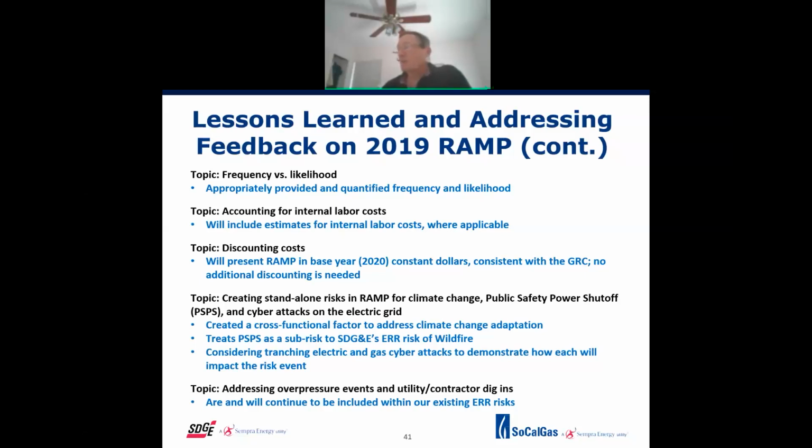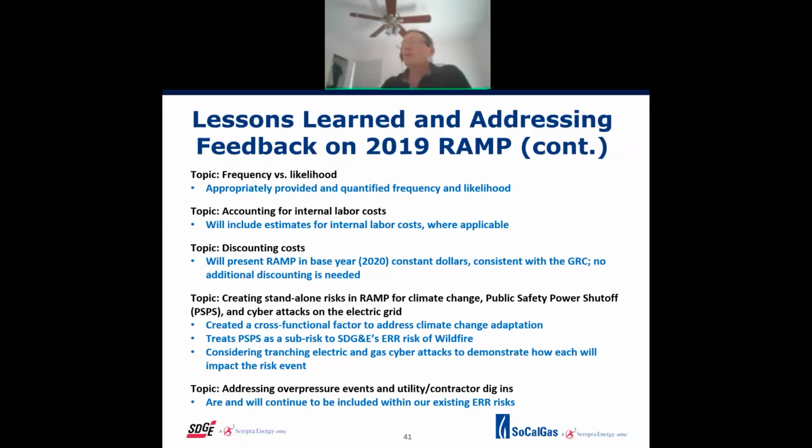Discount costs. We are anticipating presenting the RAMP in base year 2020 constant dollars. This approach is consistent with how dollars are presented in the GRC, and no additional discount is needed. I think, again, this was one of Tom's, and might be aligned with one of the questions Tom had. So again, I think we've already discussed it, and not sure if there are some additional questions when I finish.